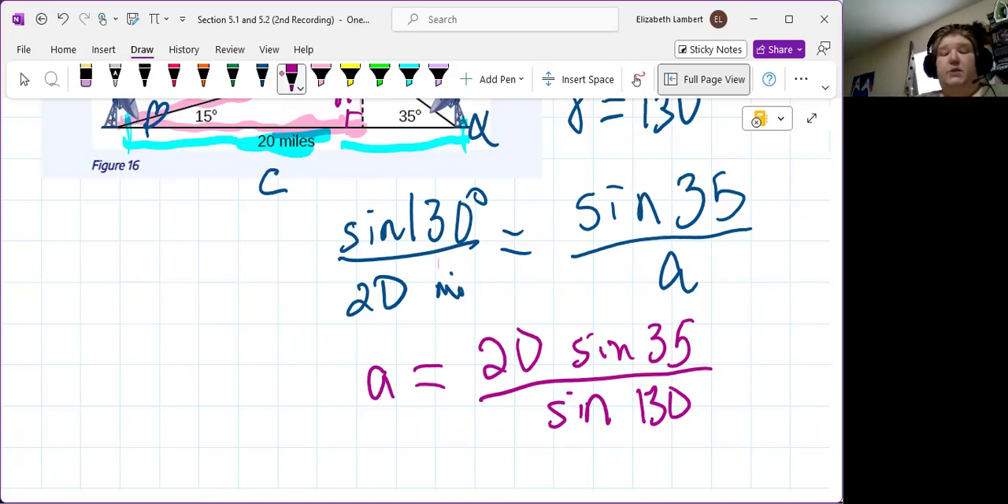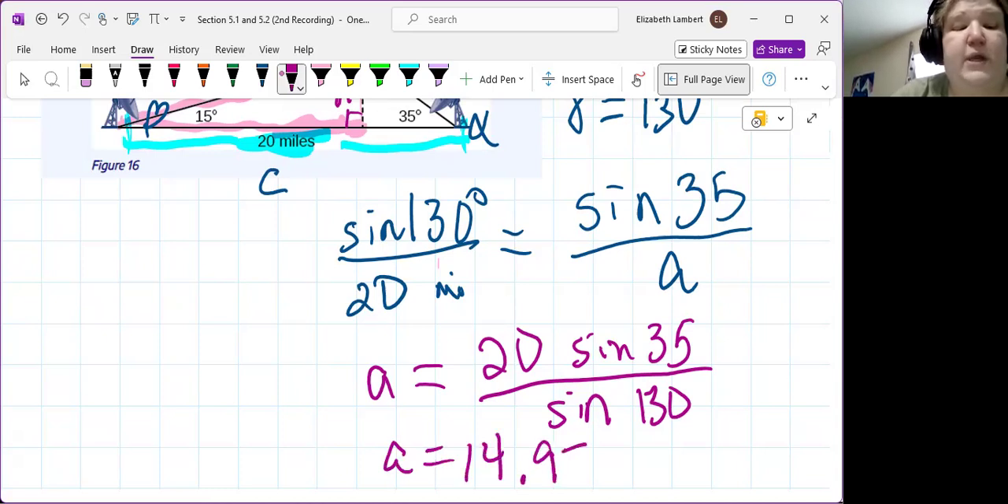All right, so let's see what those numbers give us. 20 times the sine of 35 divided by the sine of 130. So our A is 14.975, blah, blah, blah.